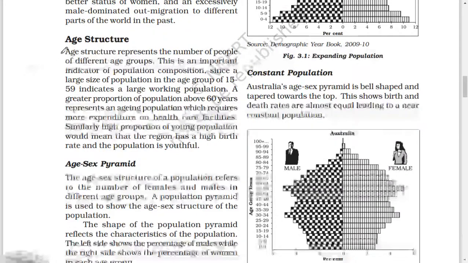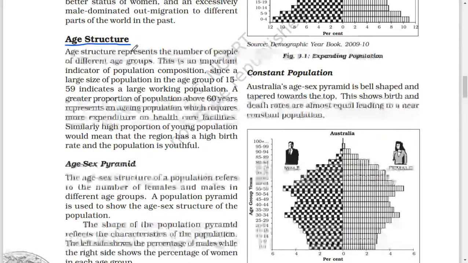Age structure. Age structure represents the number of people of different age groups. This is an important indicator of population composition, since a large size of population in the age group of 15 to 59 indicates a large working population. A greater proportion of population above 60 years represents an aging population, which requires more expenditure on healthcare facilities. Similarly, a high proportion of young population would mean that the region has a high birth rate and the population is youthful.